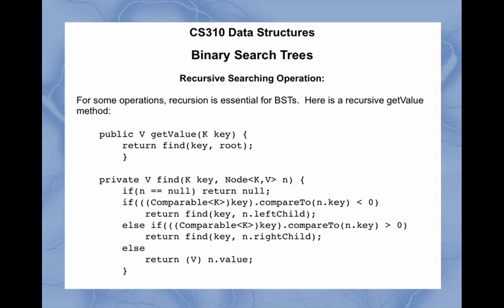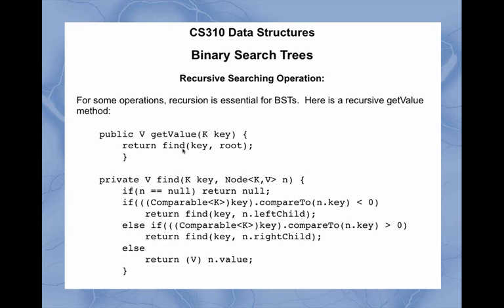Recursive searching operations. It turns out that for binary search trees, recursion is extremely valuable. In fact, essential. There are some things that are just all but impossible to do without using recursion. And so here is a recursive version of the getValue method. Students often are afraid of recursion and don't want to try to use it. However, it's simpler code in many cases. And so this is a simple method here, and I think you can follow the logic of what's happening.